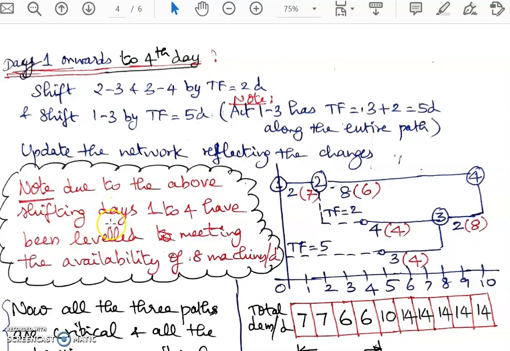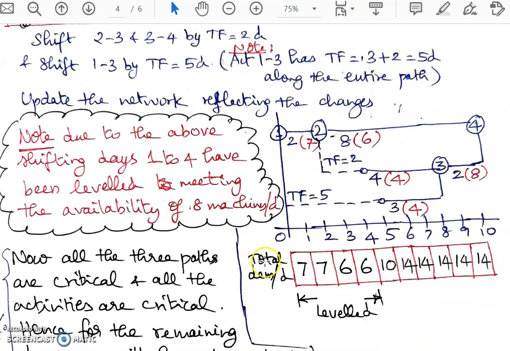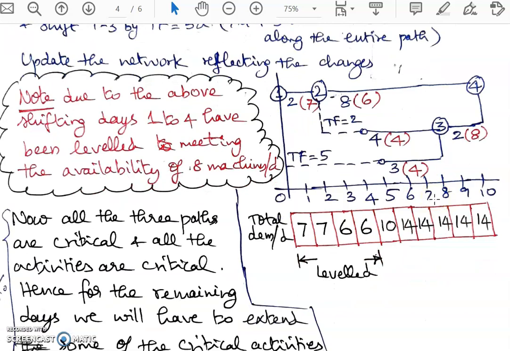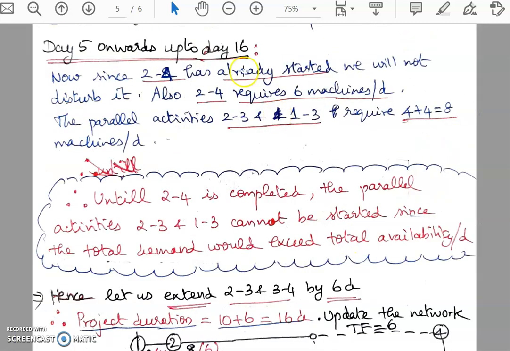Note, due to the above shifting, days 1 to 4 have been leveled, meeting the availability of 8 machines per day. Now all the three paths are critical, and all the activities in the project have become critical. So for the remaining portions to be leveled, we have to extend the critical activities because there are no other non-critical activities. We have to extend some of the critical activities so that we get a reduction in the demand. That is what we are going to do in the next stage.